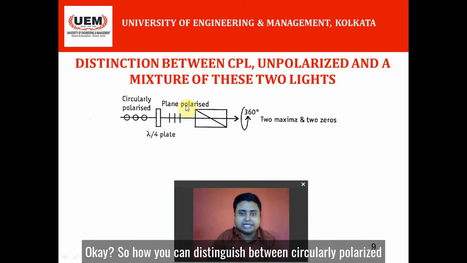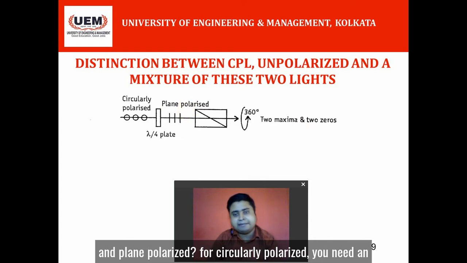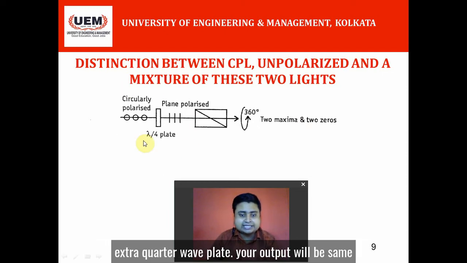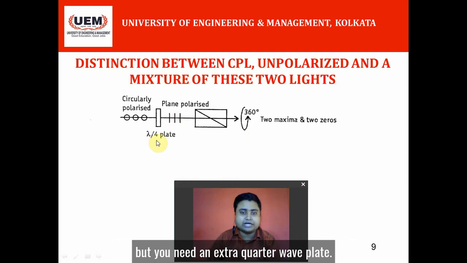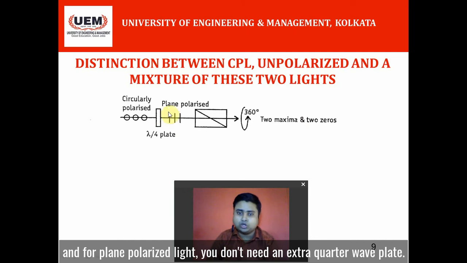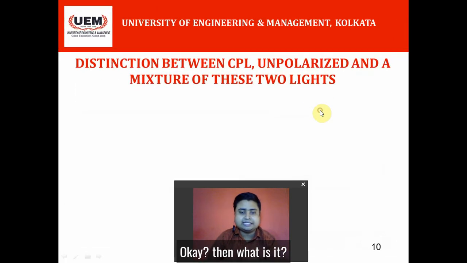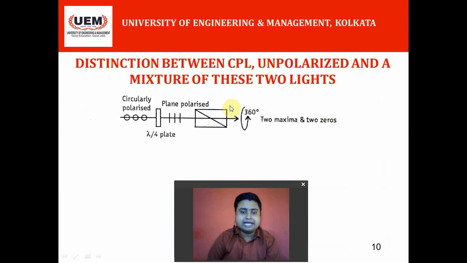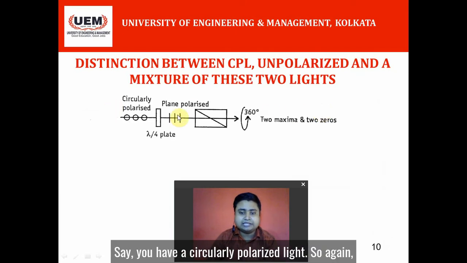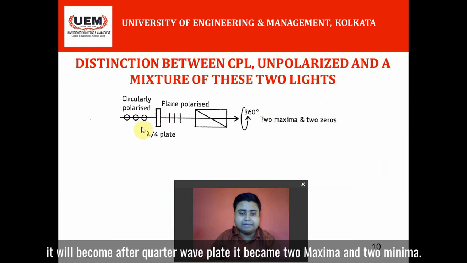Okay, so how can you distinguish between circularly polarized and plane polarized? For circularly polarized you need an extra quarter wave plate. Your output will be the same, but you need an extra quarter wave plate. And for plane polarized you don't need an extra quarter wave plate. Okay, then what is next? Say you have circularly polarized light. Again, after the quarter wave plate it gives 2 maxima and 2 zeros.